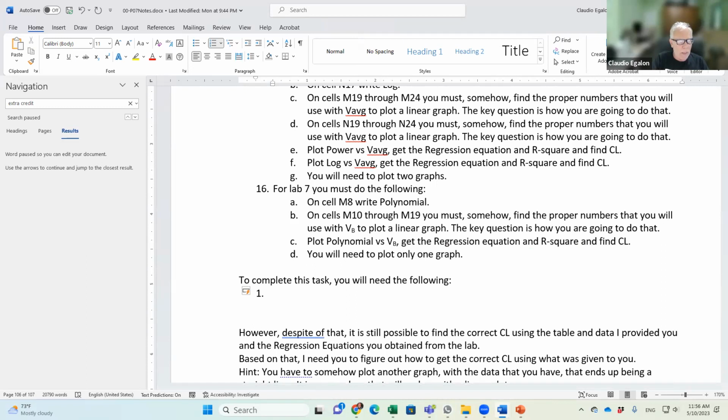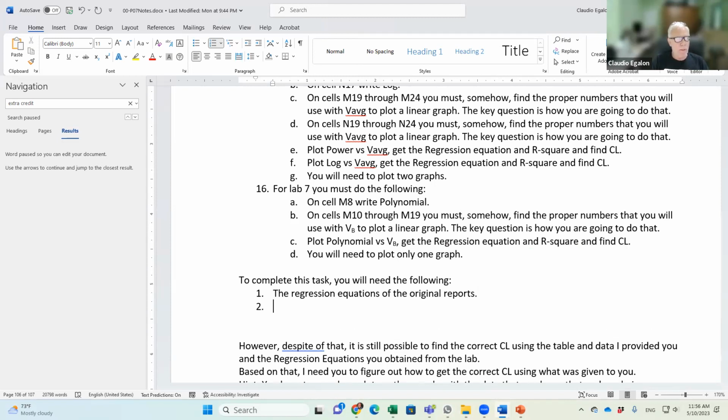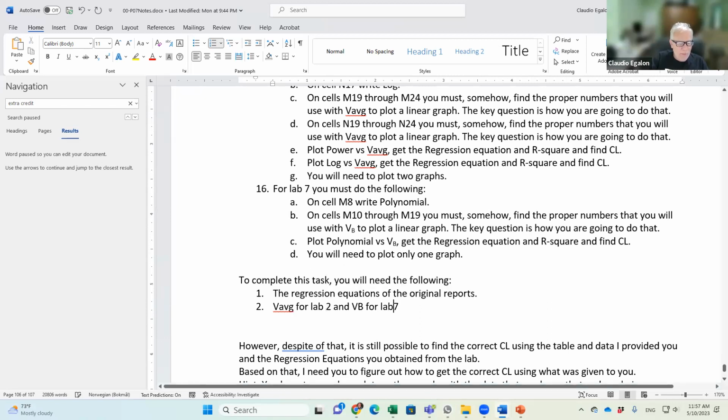One, the regression equations of the original reports. So 2 regression equations for lab 2, 1 regression equation for lab 7. Definitely you're going to need that. The average for lab 2 and VB for lab 7.